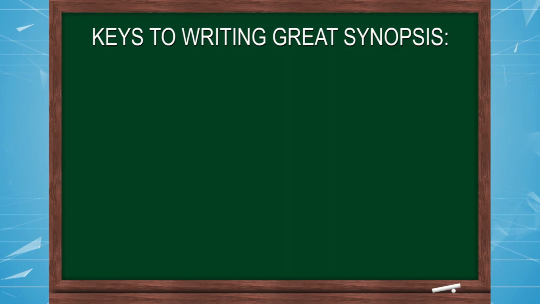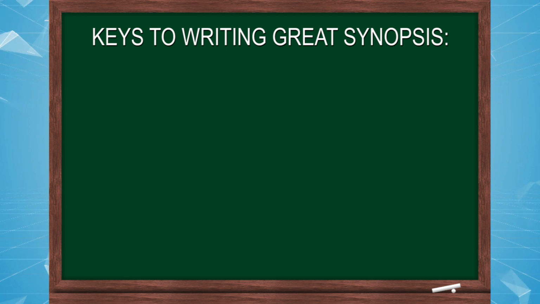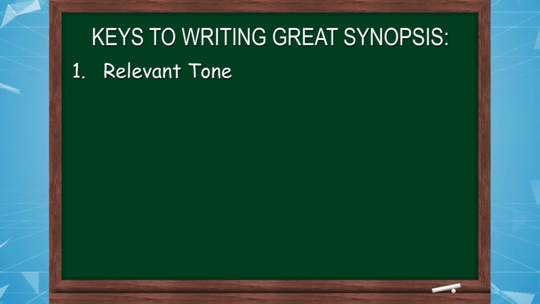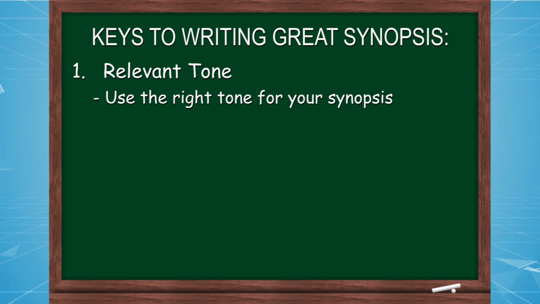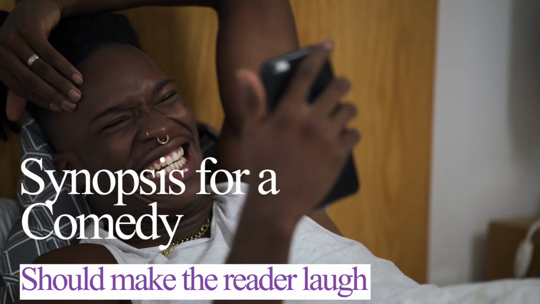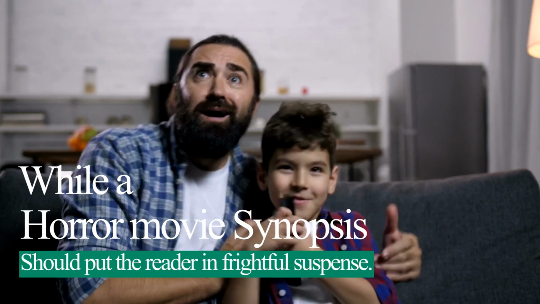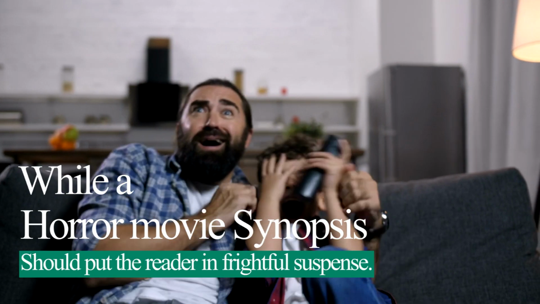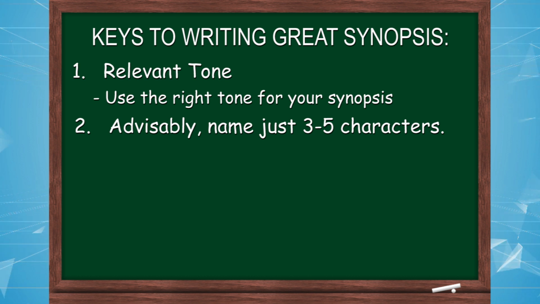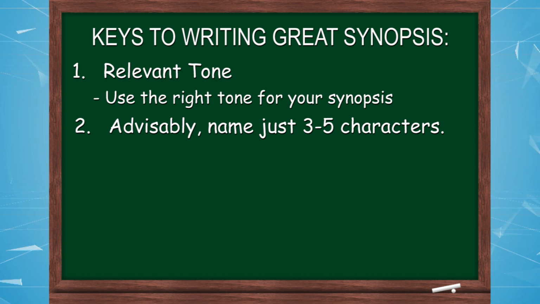Here are some keys to writing a great synopsis. First, relevant tone. Use the right tone for your synopsis. A synopsis for a comedy should make the reader laugh, while a horror movie synopsis should put the reader in frightful suspense. Second, advisably name just 3 to 5 characters.